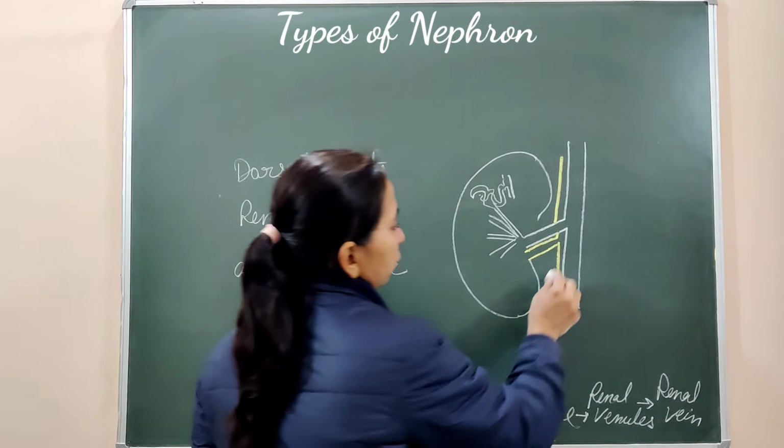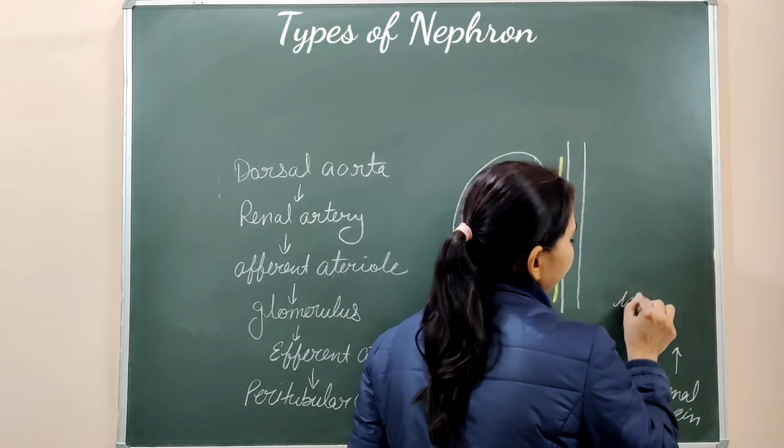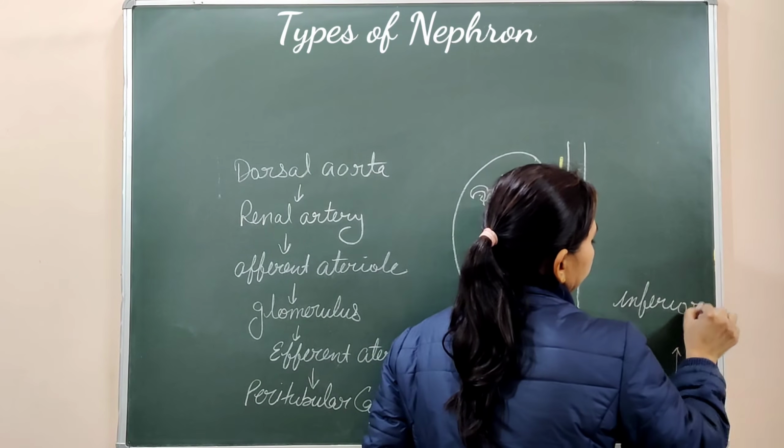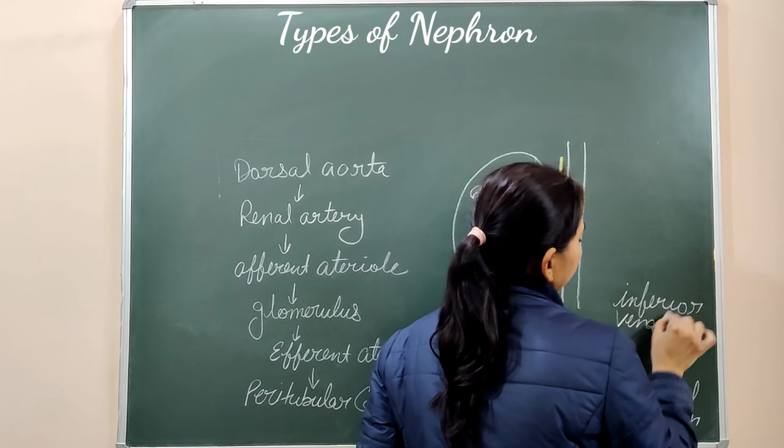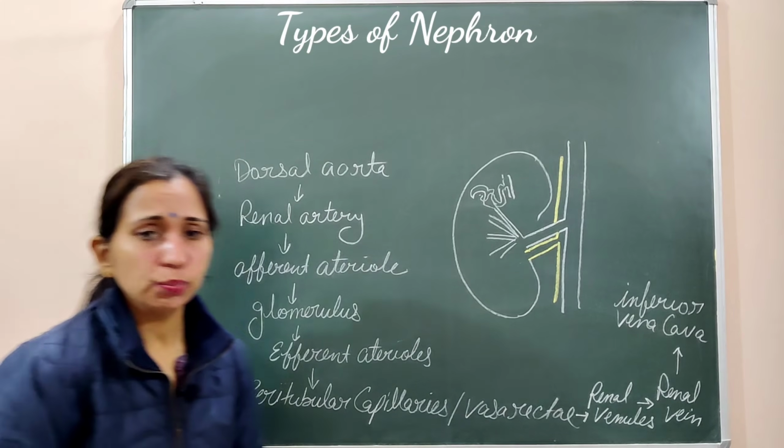So this is the renal vein which comes out from the kidney, and this renal vein opens out into the inferior vena cava. It will drain the blood into the inferior vena cava. So this is the complete blood supply.